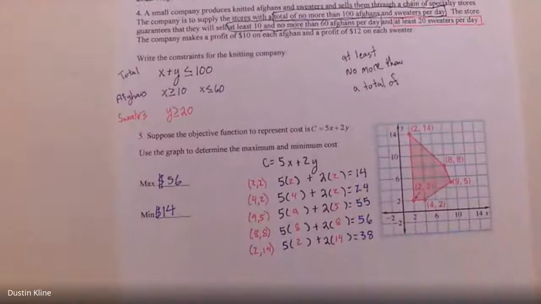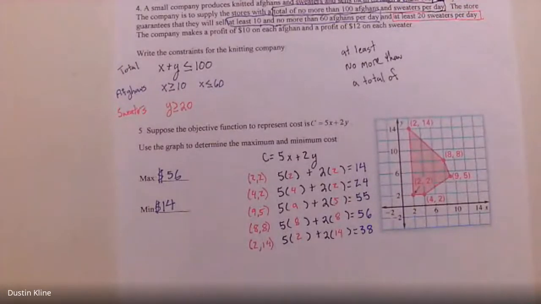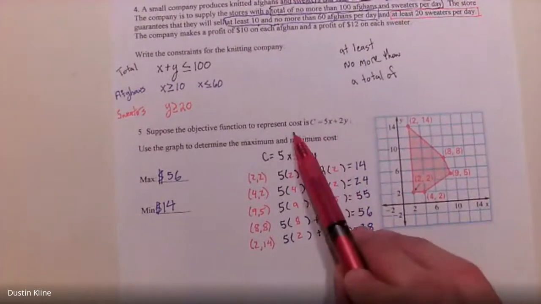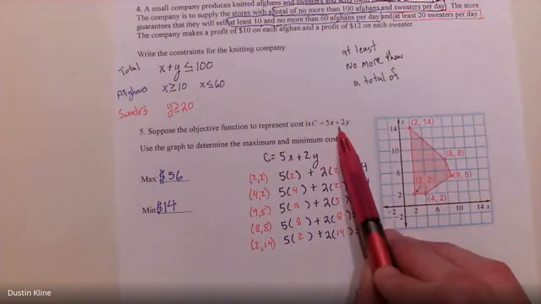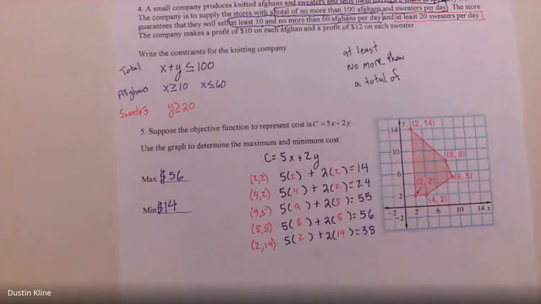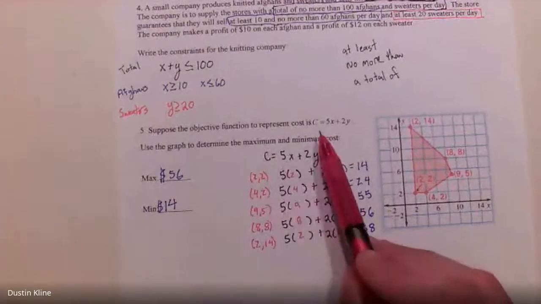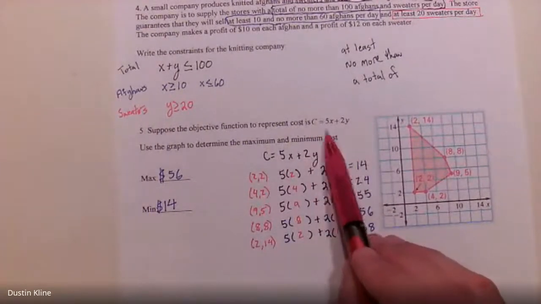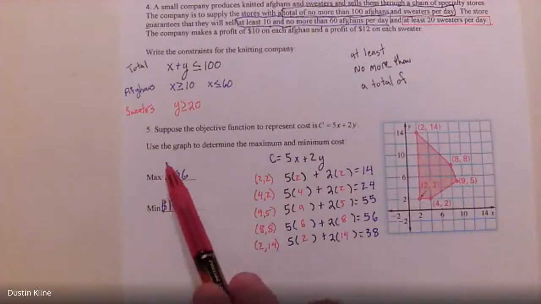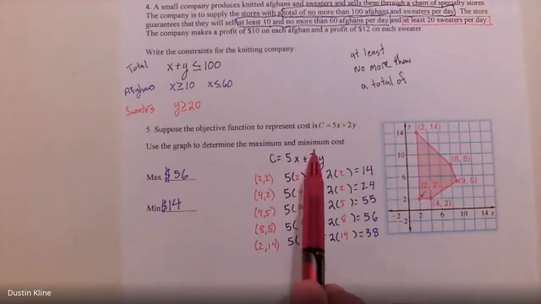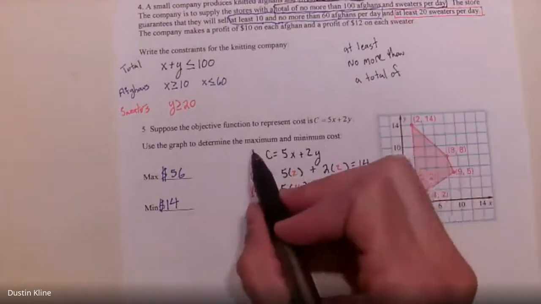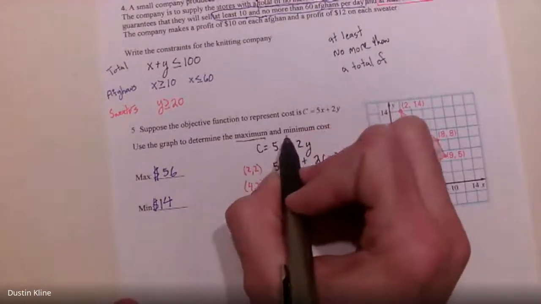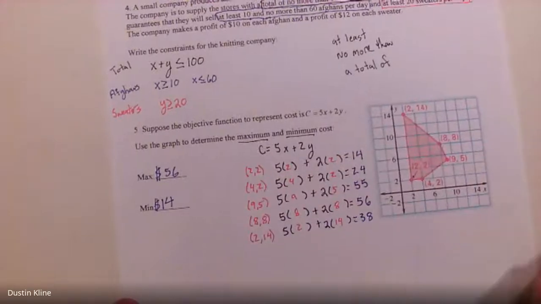When we look at number 5, they give us an objective function to represent cost. Right? C in this case represents cost, and we say the cost is equal to 5 times X plus 2 times Y. It doesn't give us any context or any more information. It just says that your cost follows this equation. Then it asks you to use the graph to determine the maximum and minimum cost. Well, we learned this week that your maximums and your minimums will happen at vertices.